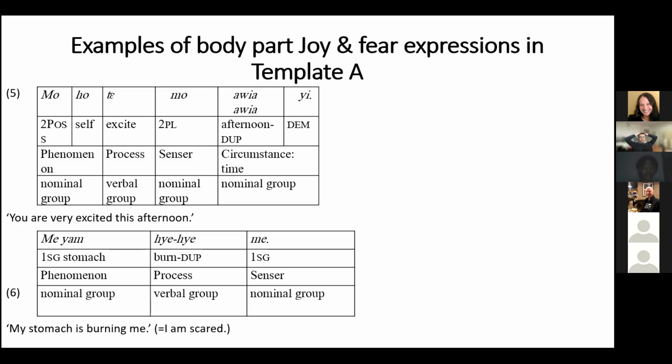And then 6 is also a body part fear expression that reflects template A. And then we have meyem shishemi. We have the phenomenon again being realized by a possessive nominal group. Meyem, that is my stomach. And then we have shishi, which is a reduplicated form of Ben. And then the sensor is represented as the one experiencing the emotion. So this translates as my stomach is burning me, and it means I am scared.